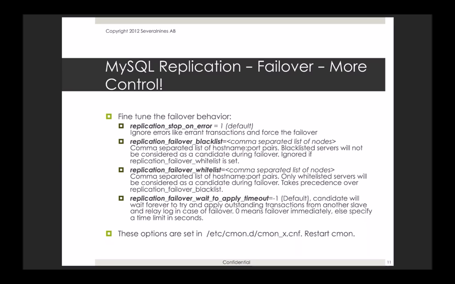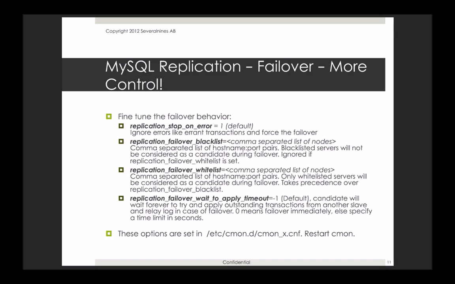And then we also have a flag called wait_to_apply_timeout. When we have determined a good candidate to become the new master, it may be so that, despite it being the most advanced server and the best pick, it has relay log that it needs to apply before we can actually turn it into a master.